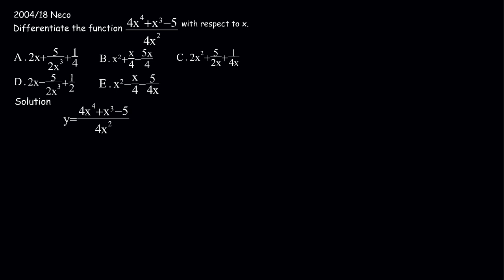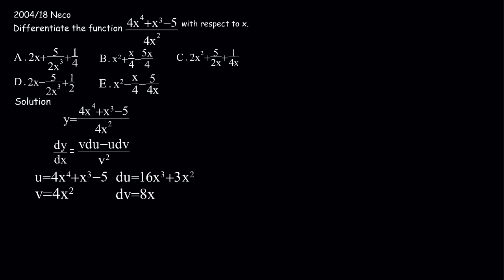Since it's in fraction, we know we are going to be using quotient rule, and recalling our quotient rule formula, dy over dx will be equal to v du minus u dv divided by v squared. From our question, we know that u will be equal to 4x to the power of 4 plus x cubed minus 5, and differentiating that to get du will be equal to 16x to the power of 3 plus 3x squared. v will be equal to 4x squared, and dv will be equal to 8x. At this point, we are going to substitute for v, du, u, dv, and v squared.